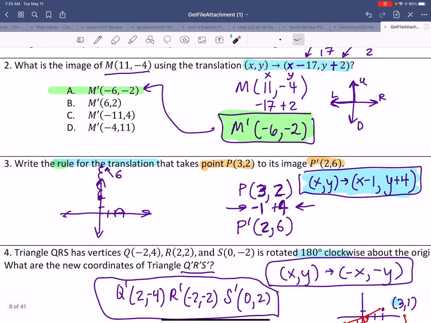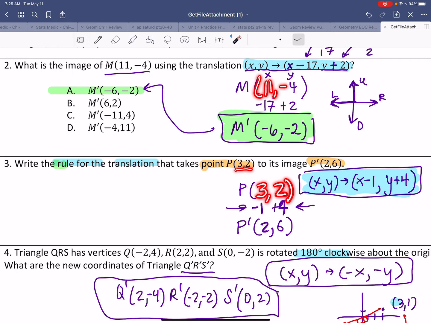Question number 3 states, what is the rule for translation? So this is what a rule looks like, and that's what we're going to use here. To do this, you want to write the point you originally have, 3, 2, just like we wrote the point last time. Here we had to come up with our answer, and here they've given us our answer. So we're kind of walking back through our steps.